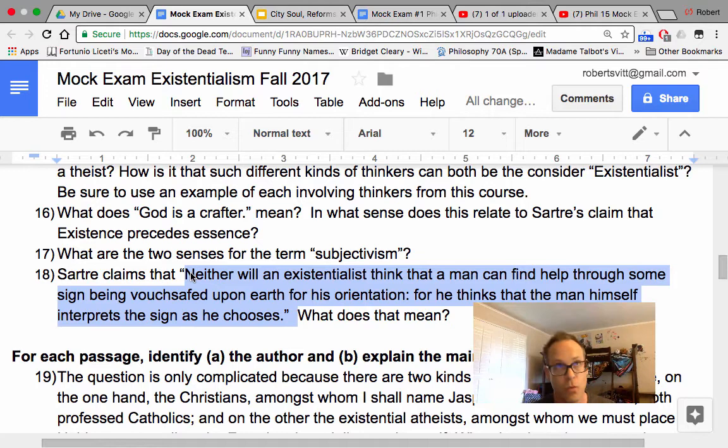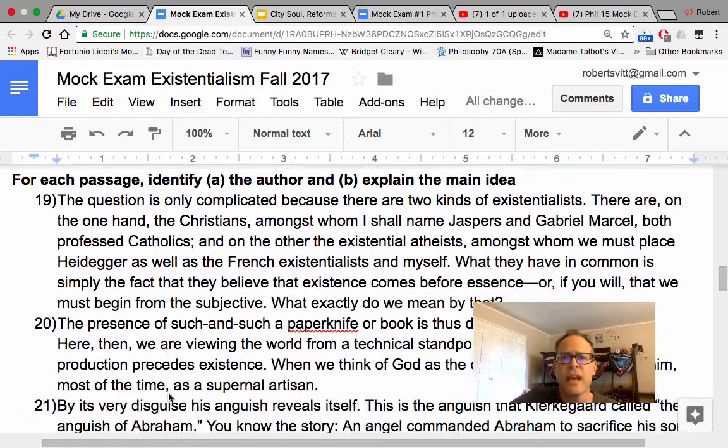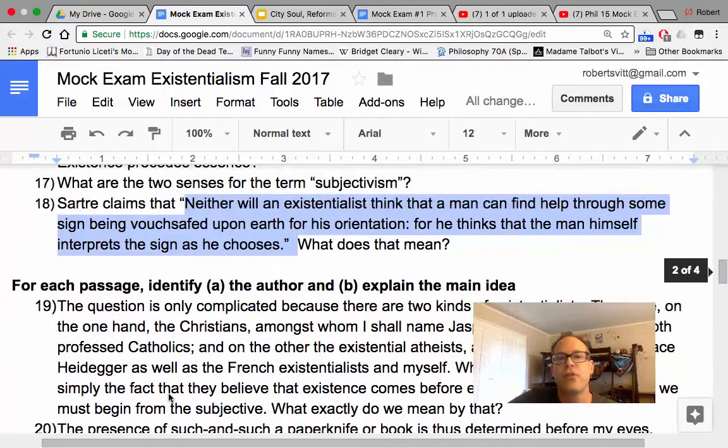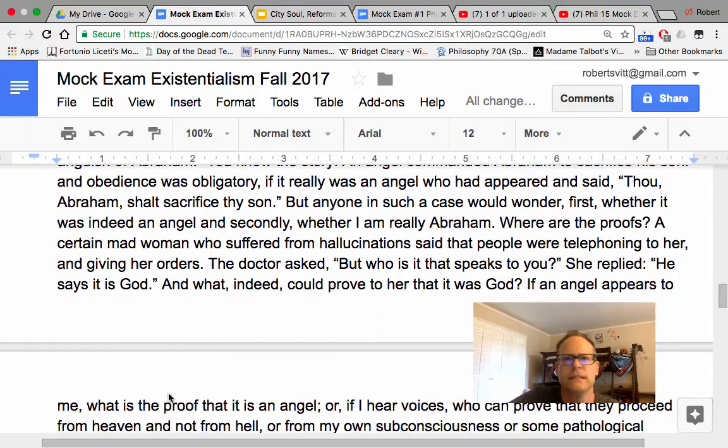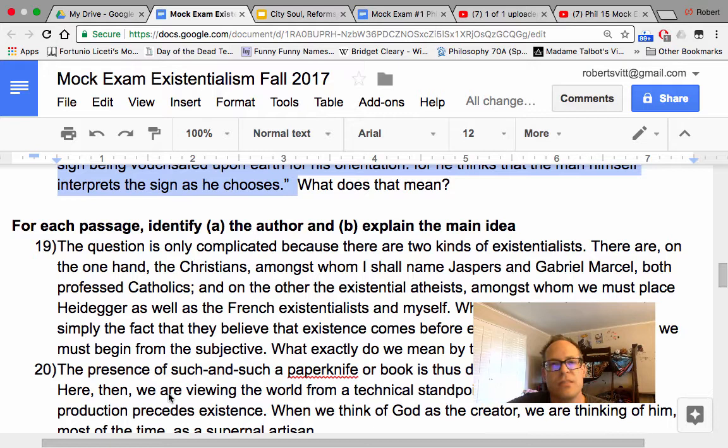All right. So we have some passages here. These are going to be very familiar to you because they're taken from Existentialism Is a Humanism. So these, 19, 20, 21, and 22, are all from Existentialism Is a Humanism. So let's talk about this first one here.